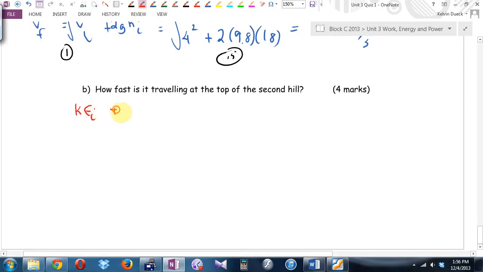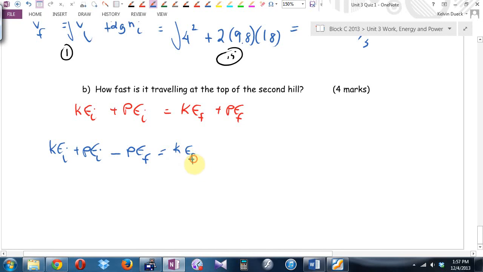Kinetic initial, potential initial, kinetic final, potential final. Ugh. None of these are 0. It's going to be KE initial plus PE initial minus PE final, that equals KE final because they want the final speed. It's going to be a half mv initial squared plus mgh initial minus mgh final equals a half mv final squared.